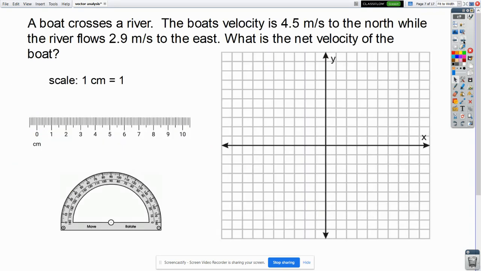To make it clear, we're going to do an example here. A boat crosses a river. The boat's velocity is 4.5 meters per second to the north, while the river flows 2.9 meters per second to the east. What's the net velocity of the boat?